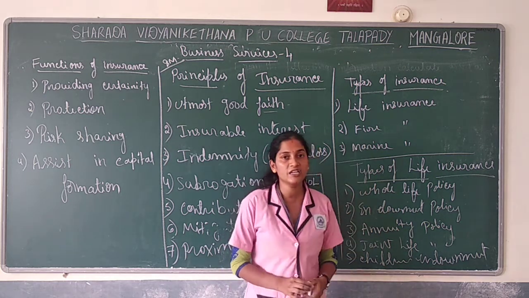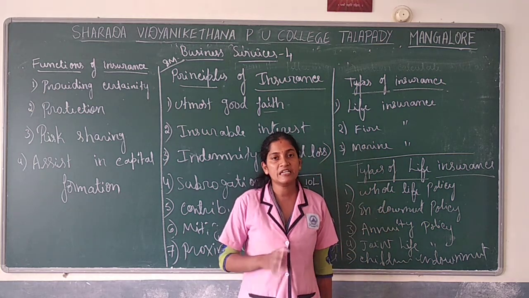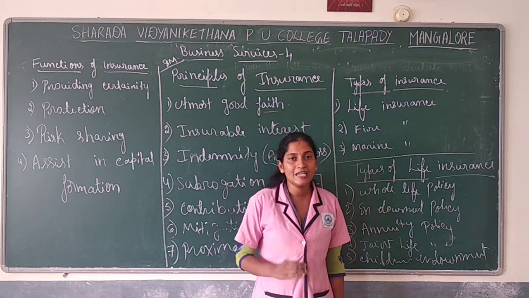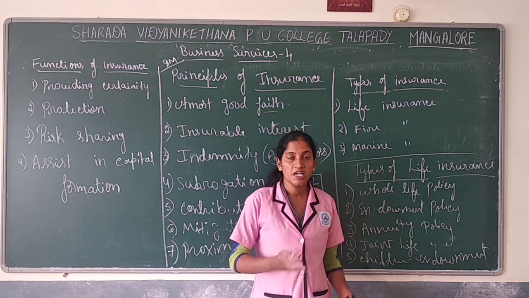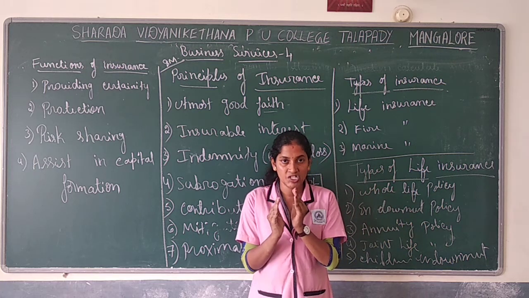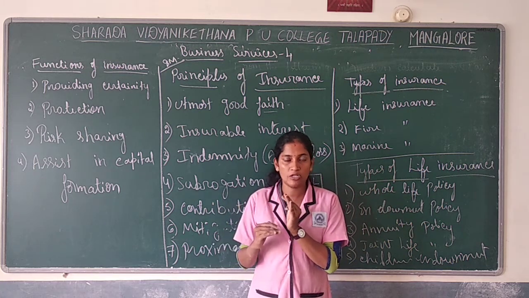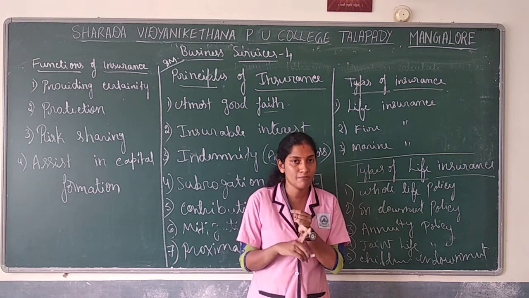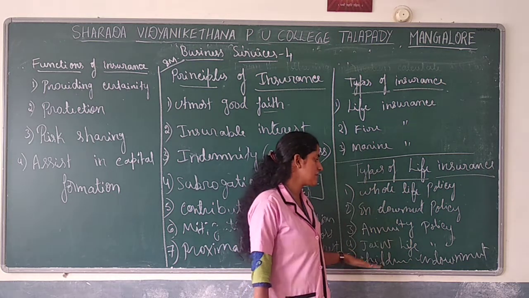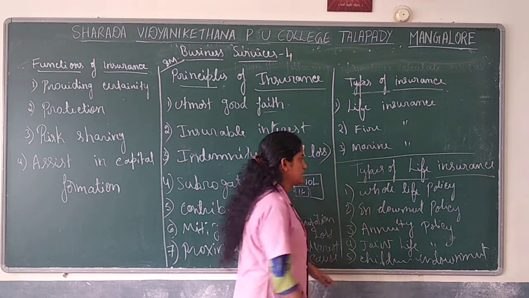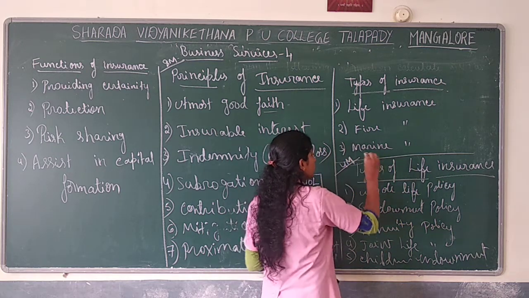Last one is children endowment policy. It means taking an insurance policy in the name of the children for their education. After they attain a certain age, they will get the insurance amount, students, especially for their marriage and education. Parents take this kind of insurance, and that is called children endowment policy. This will be asked for 4 marks, students.